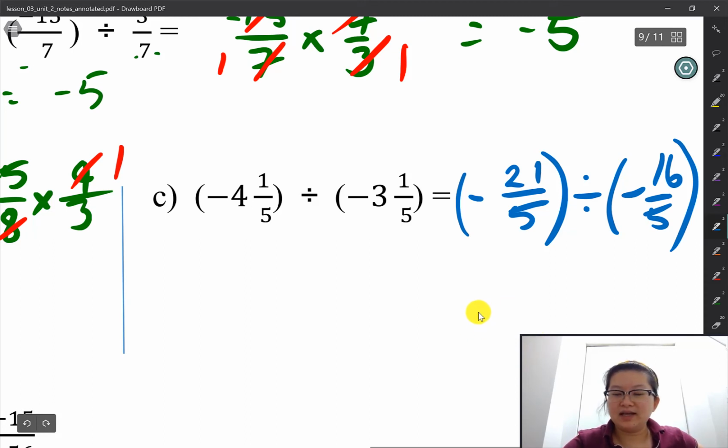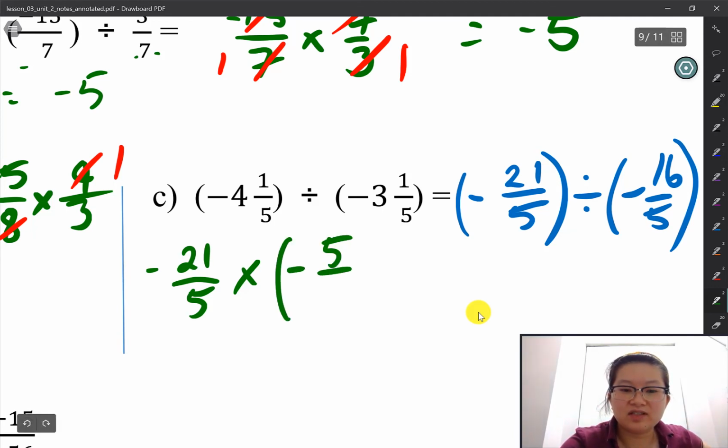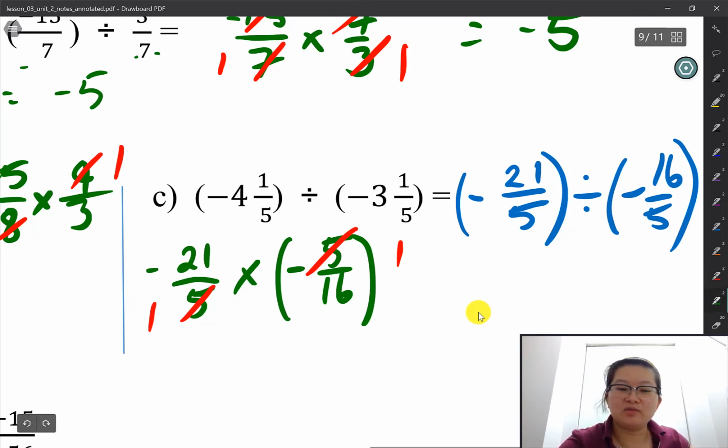Okay, and next up, I'm going to flip the fractions around. So I get negative 21 over 5. First one stays the same. Multiply by the second one, but the inverse, negative 5 over 16. And guess what? A few things tend to cancel out. The 5 cancels out. And 16 and 21 do not cancel out. So we just have to multiply this one out.